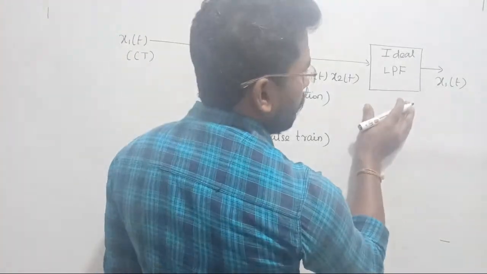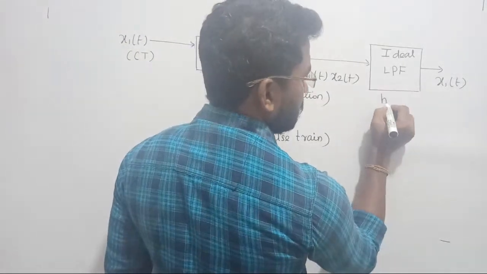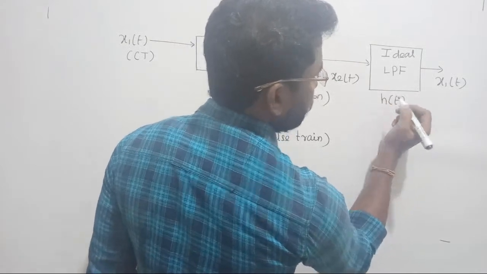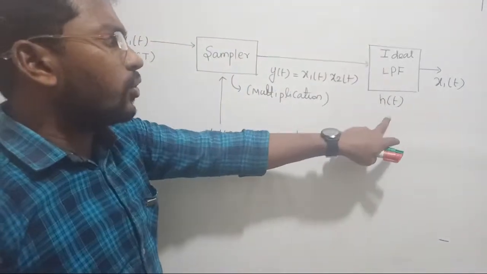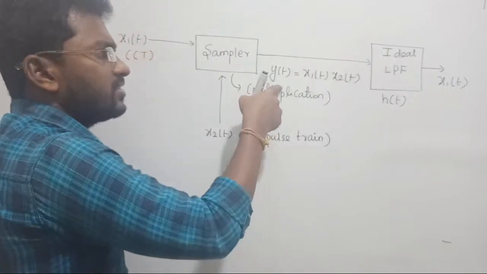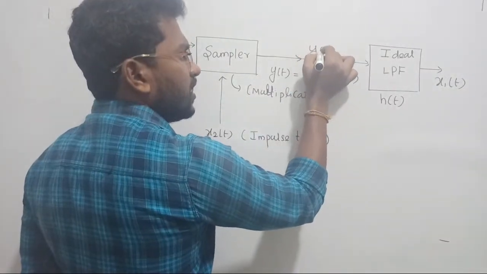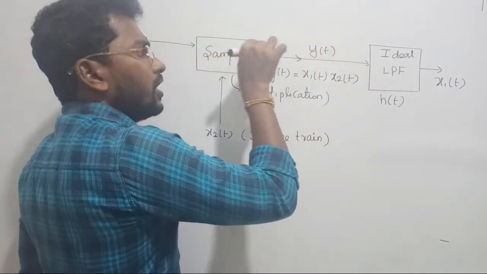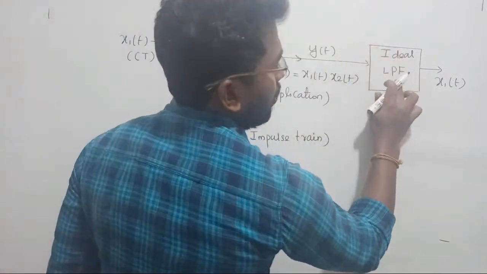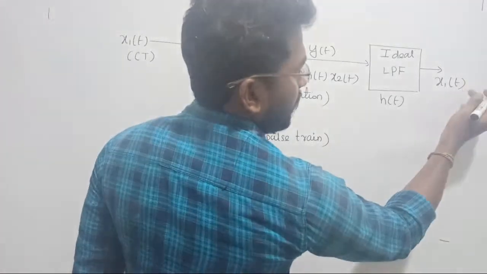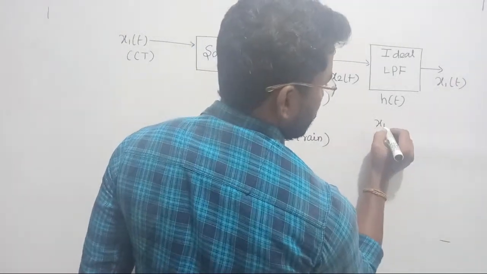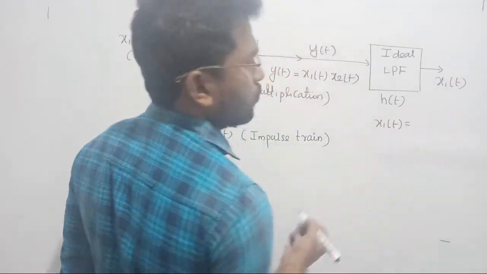Now this ideal low pass filter is nothing but the impulse response of the system, called h of t. Through this h of t only we are going to pass the signal. The output of the sampler, y of t, should be passed through it. So the output of the sampler is going to be the input of the low pass filter, such that once again we are regaining our original signal, x1 of t.